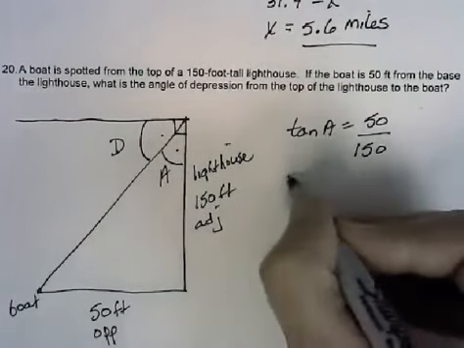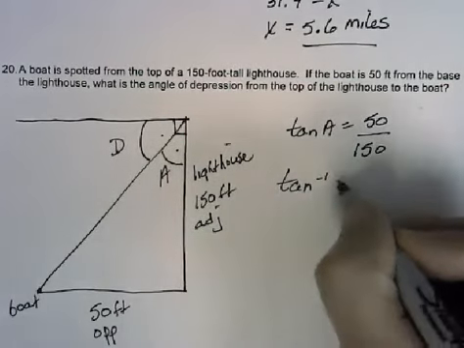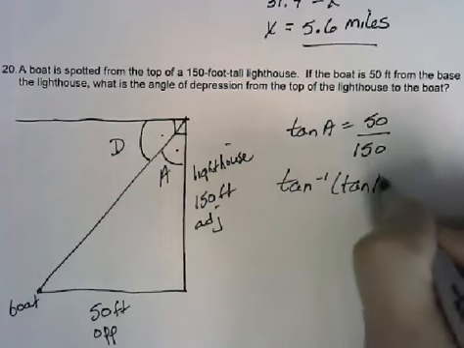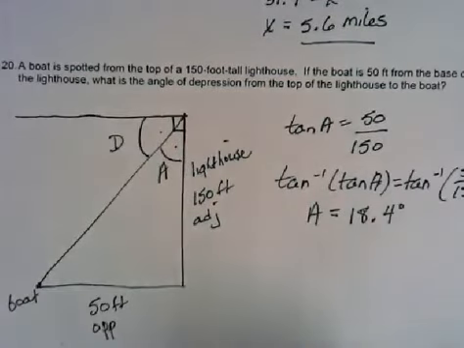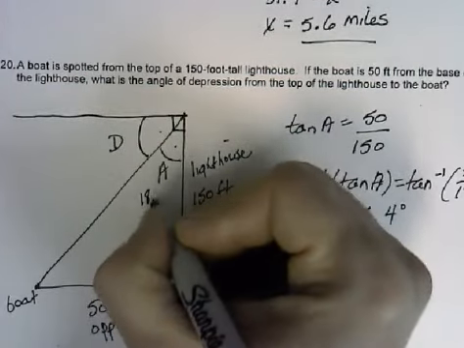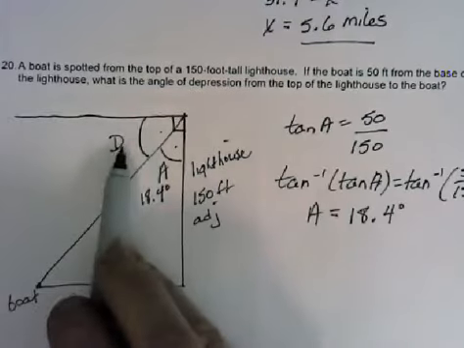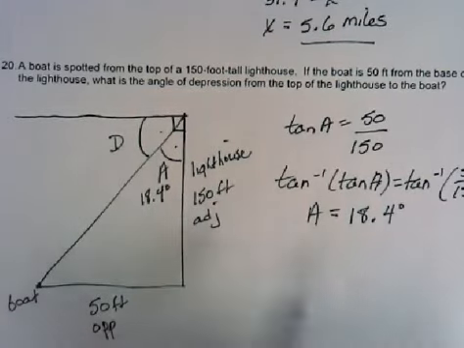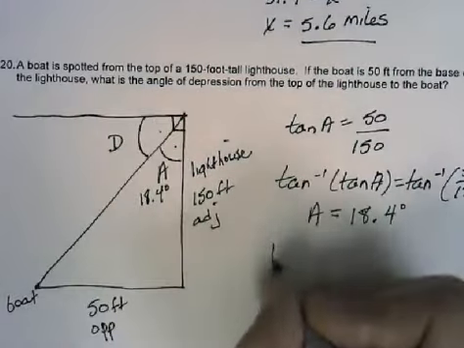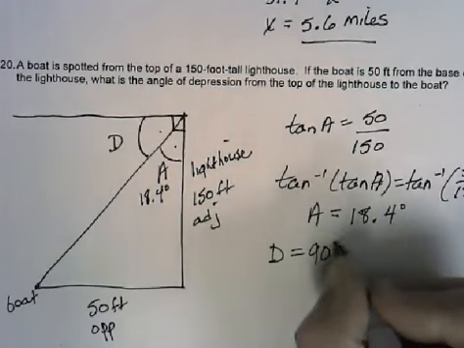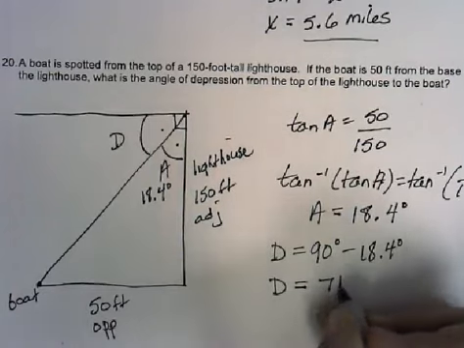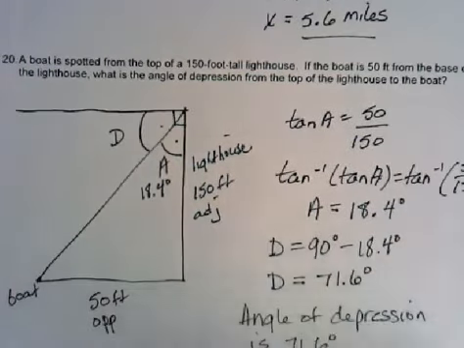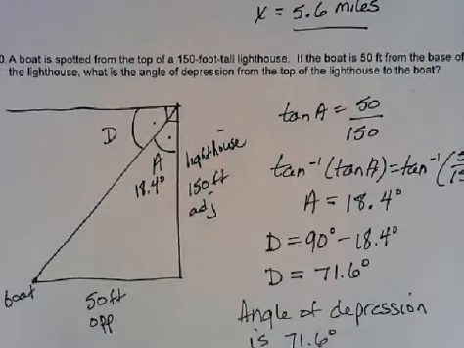I'm trying to find the A, so I would do the inverse tangent on each side. Plugging that in my calculator, 18.4 degrees for A. Now I was trying to find D, which is the complementary angle to that, so I'm going to subtract that answer from 90 degrees. That gives me 71.6 degrees. My angle of depression is 71.6 degrees.